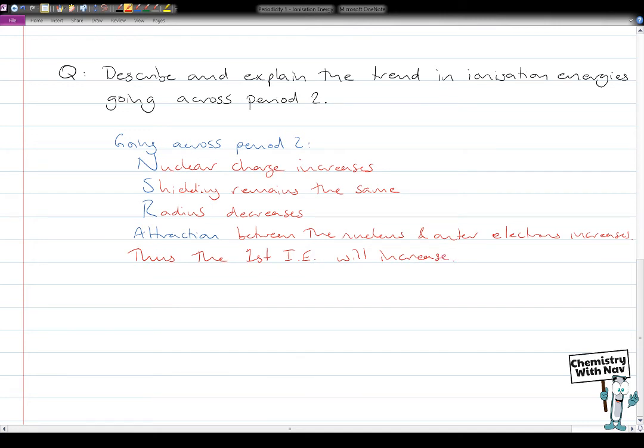So keep your answers nice and simple for ionization energy questions. Set yourself up easily going across period 2, NSR, attraction, and then answer the question.